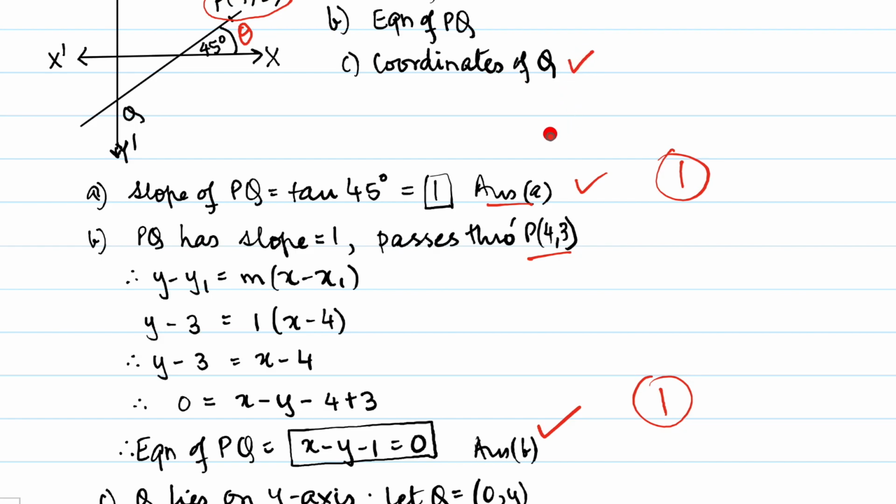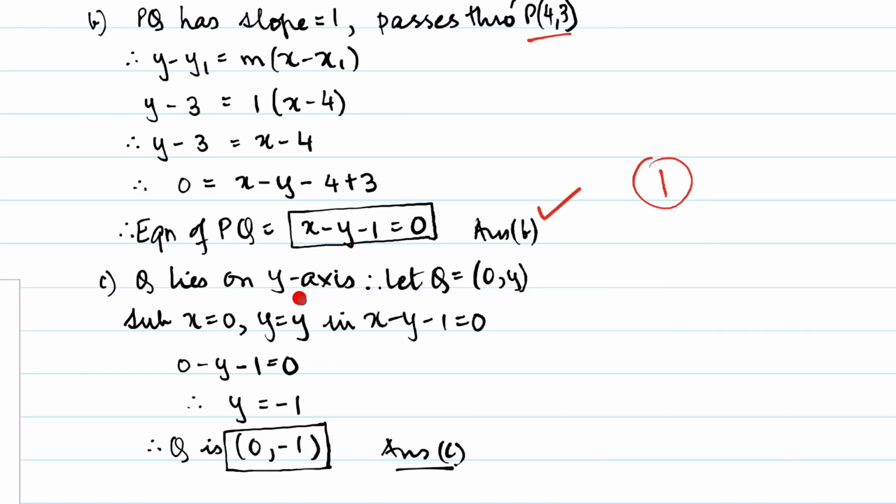Now we need coordinates of Q. Now Q is lying on y-axis, so it is going to be 0, y, right? So we write just that. Q lies on y-axis, so let Q equal to 0, y. And substitute x equal to 0 and y equal to this y in this equation, that is this one. And then you'll get 0 minus y minus 1 equal to 0. Take y that side, it becomes positive, minus 1 remains this side only. So y is equal to minus 1. So Q is 0, y, means 0, minus 1. And that gives us our third mark. So our 3 marks are easily scored.